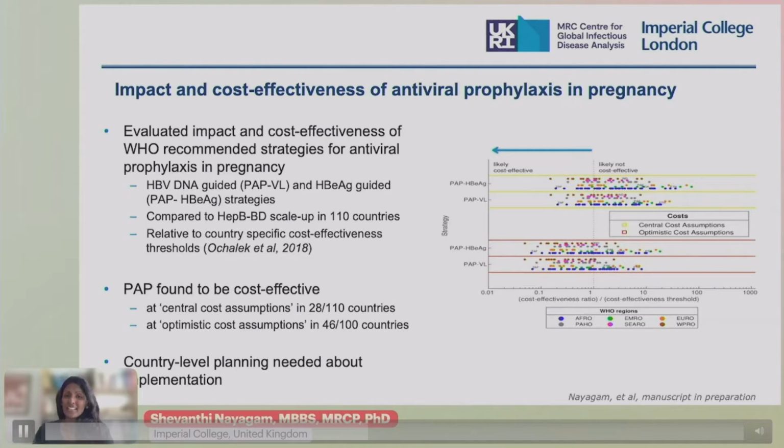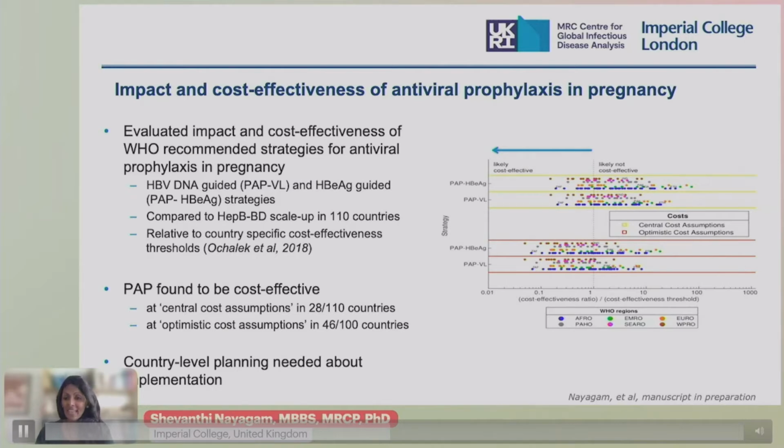Now, moving on to antiviral prophylaxis in pregnancy, we've talked about birth dose vaccination, which is the foundation and cornerstone. But for antiviral prophylaxis in pregnancy, I'm going to present the results of a recent study that we have done, looking at the impact and cost effectiveness of the WHO recommended strategies for antiviral prophylaxis in pregnancy. In this slide, we look at hepatitis B DNA guided, which we call PAP-VL, and hepatitis E antigen guided, PAP-E antigen strategies, which are the 2 WHO recommended strategies.